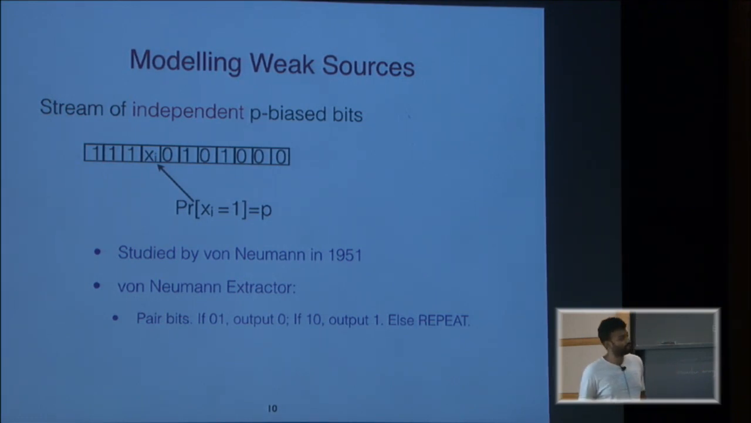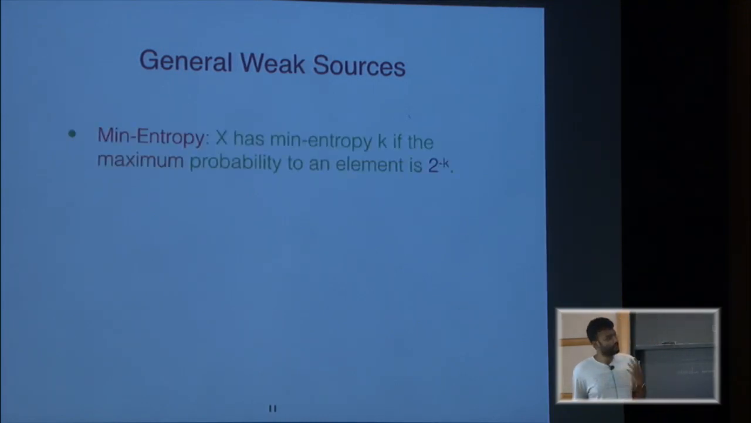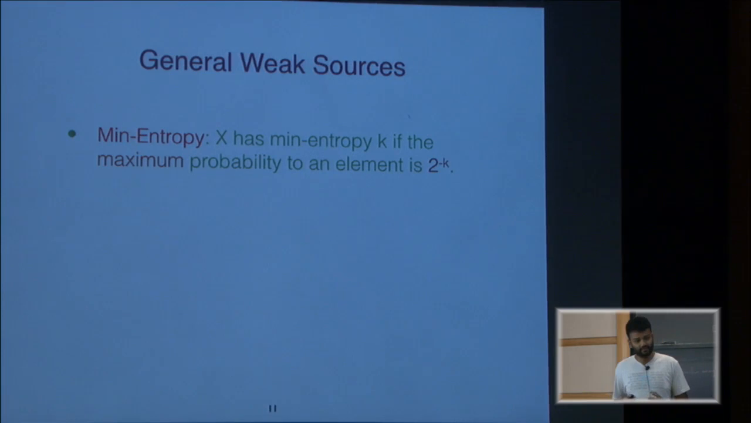All right. Now the question is, how do you model a general weak source? This was thought of in the 80s, and the notion that's standard by now is min-entropy of a distribution. We say a distribution X has min-entropy k if the maximum probability it places on any element in its support is 2 to the power minus k. So it does not take any element with too high probability.